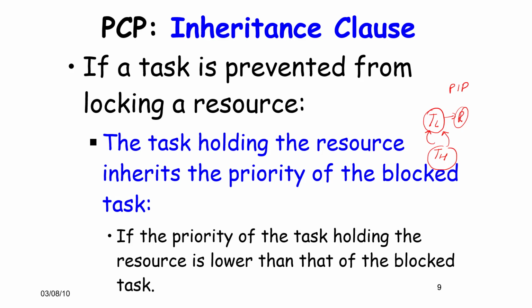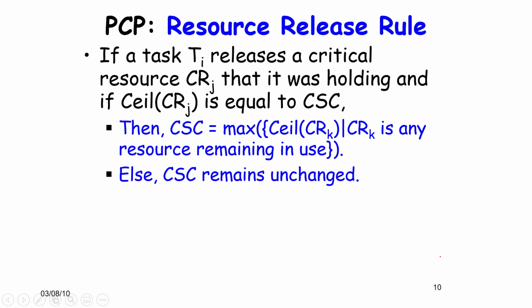So we have now seen both the rules, the request granting clause and the inheritance clause. Let us now look at the resource release rule, which is quite similar to the resource release rules of prior protocols. Assume a task Ti releases a critical resource CRG that it was holding. The point is, what is the level of the current system ceiling CSC with respect to the ceiling of CRG?